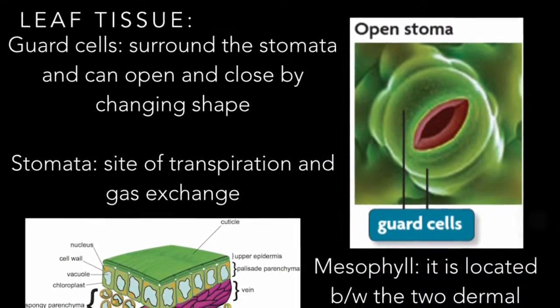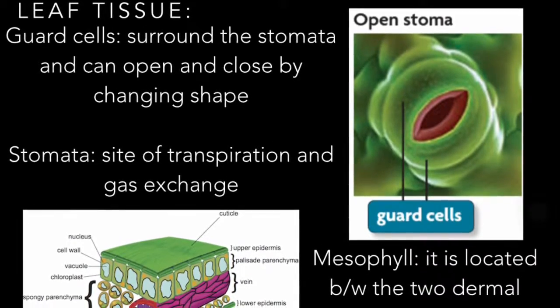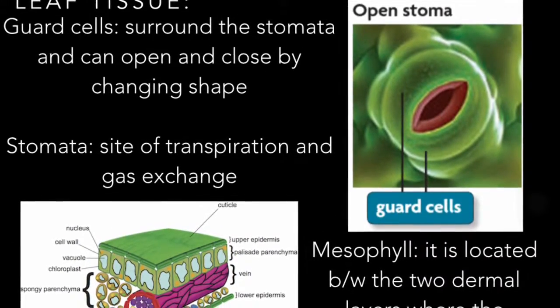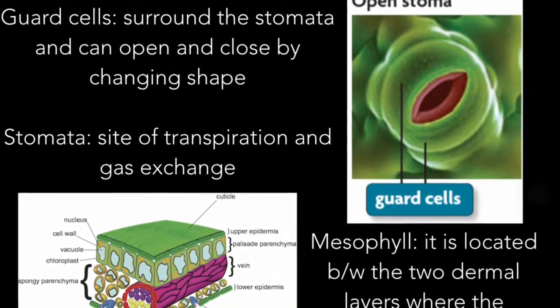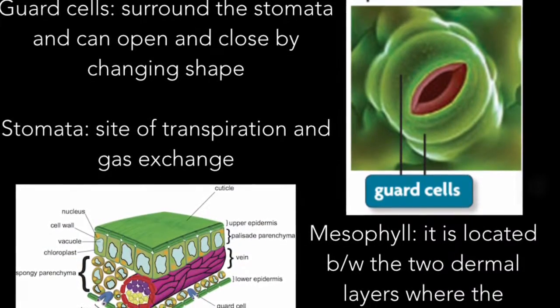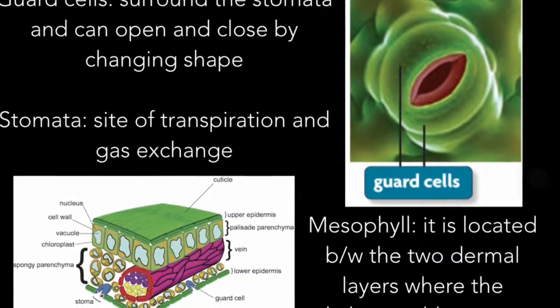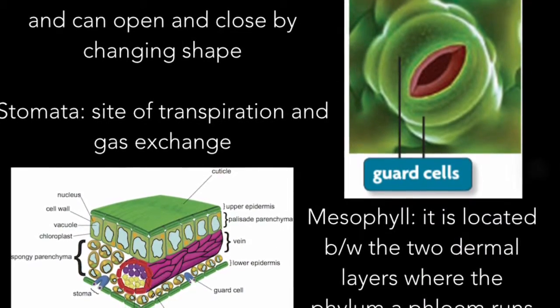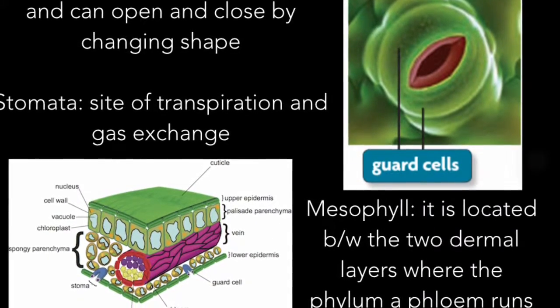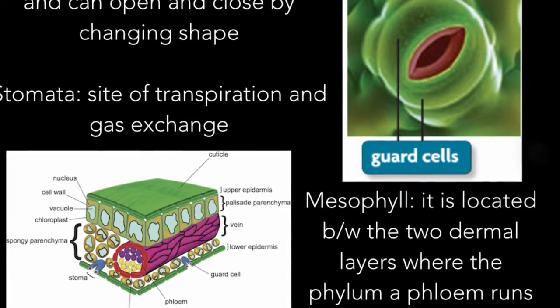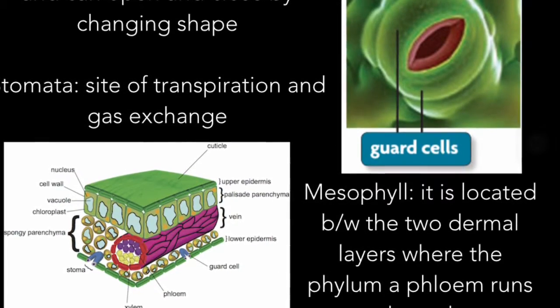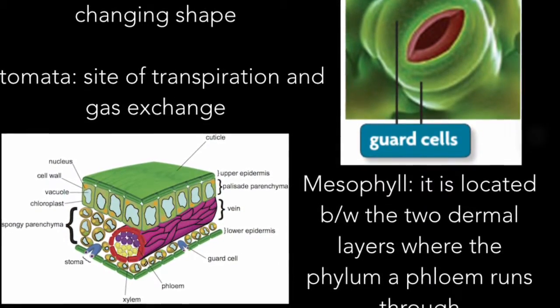Leaf tissue. The leaf tissue has three main structures: guard cells, stomata, and the mesophyll. The guard cells surround the stomata and can open and close by changing shape. The stomata is the site of transpiration and gas exchange. The mesophyll is located between the two dermal layers, where the xylem and the phloem run through.